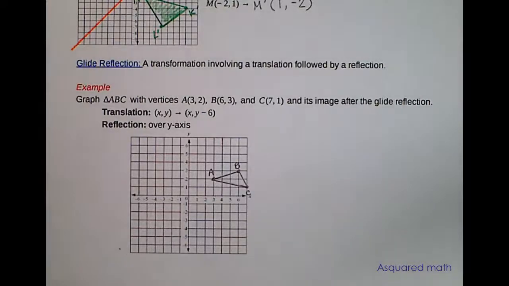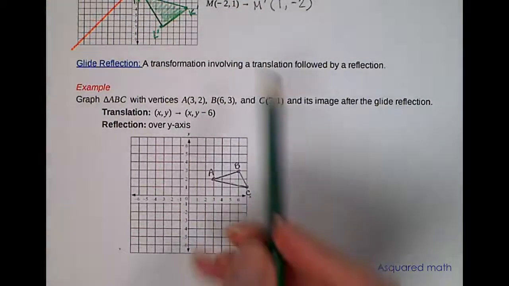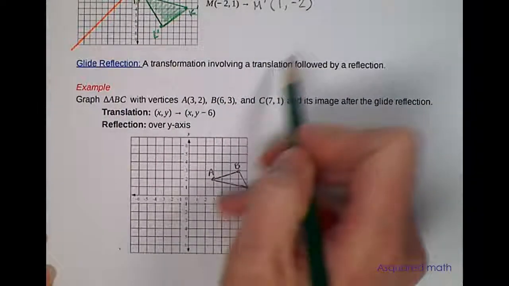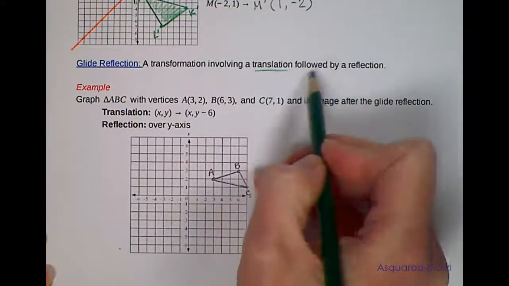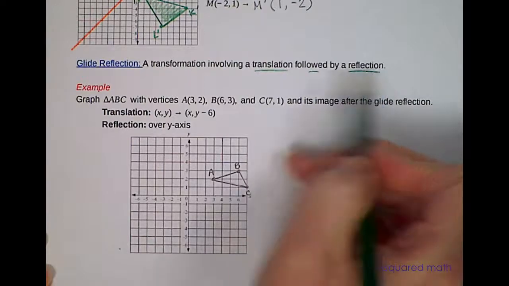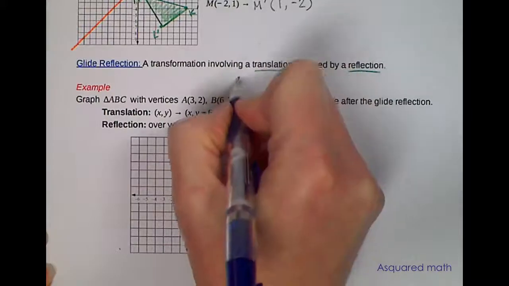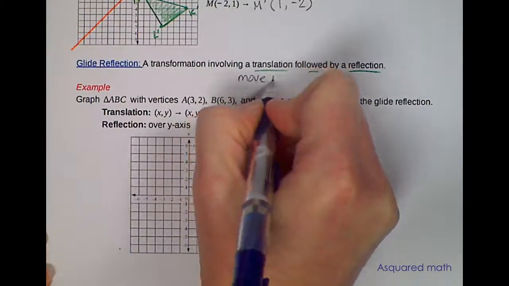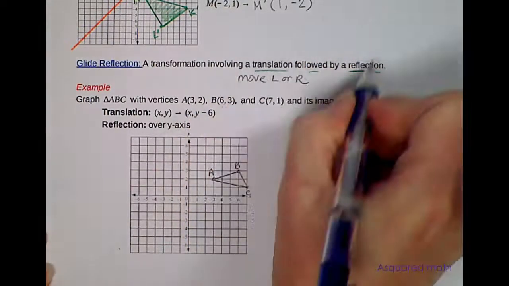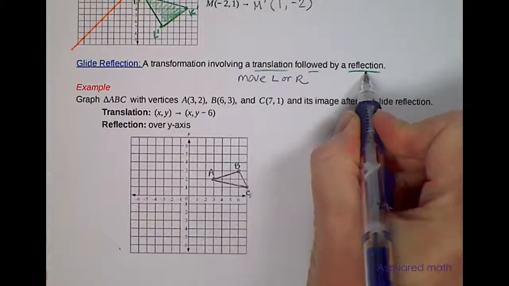The next type of reflection we're going to talk about is a glide reflection, and that is a transformation involving a translation followed by a reflection. So we are going to move our image left or right, and then we're going to reflect along some line that they tell us.